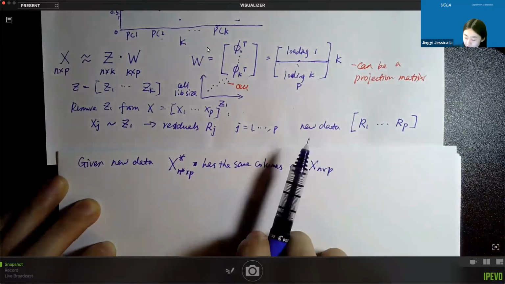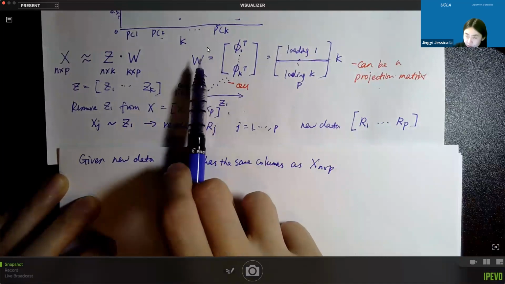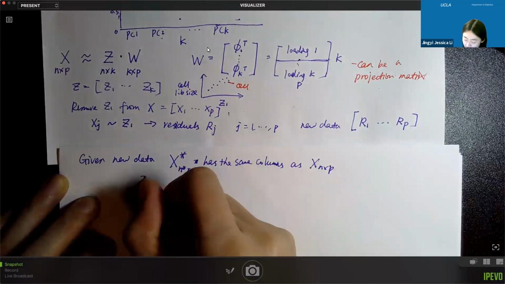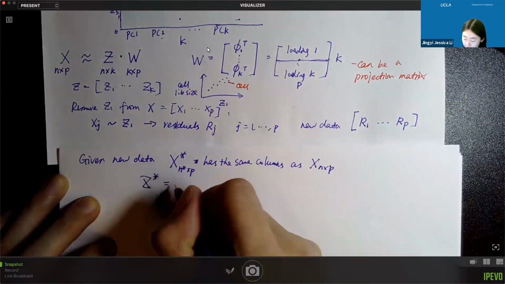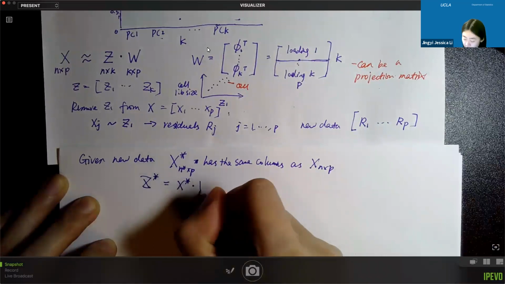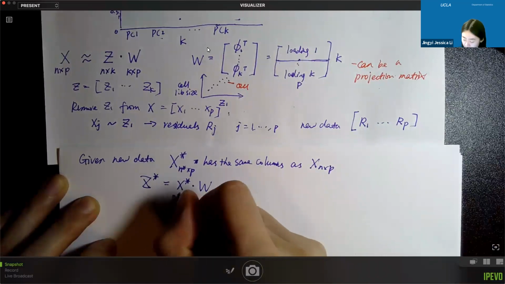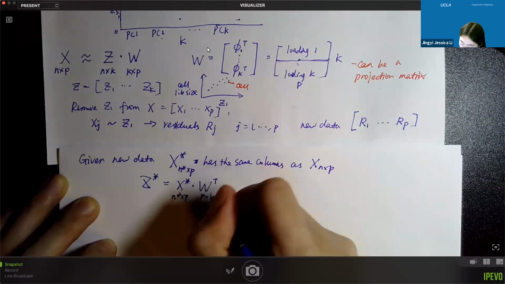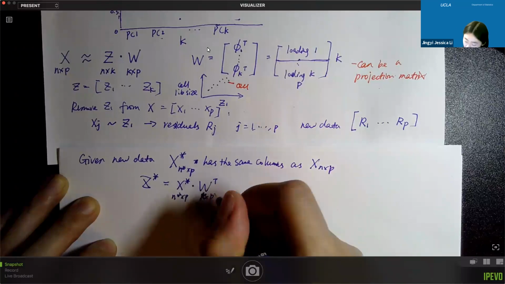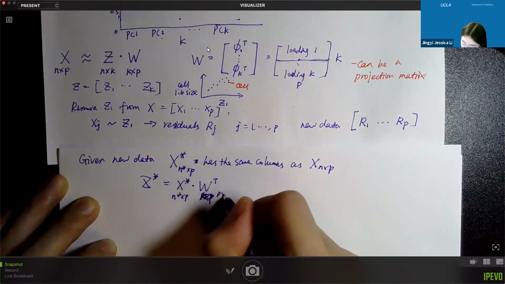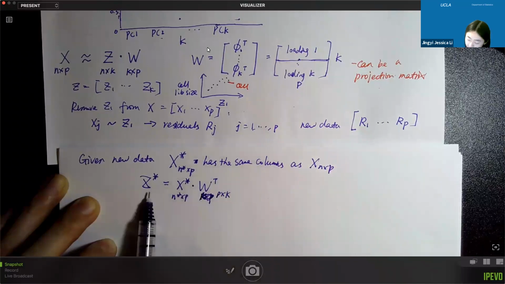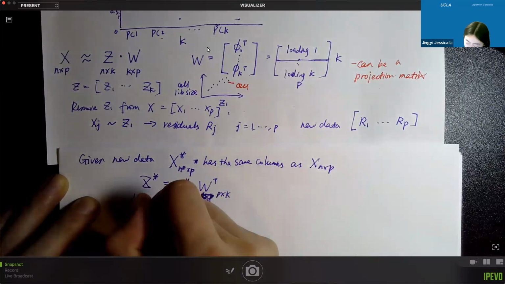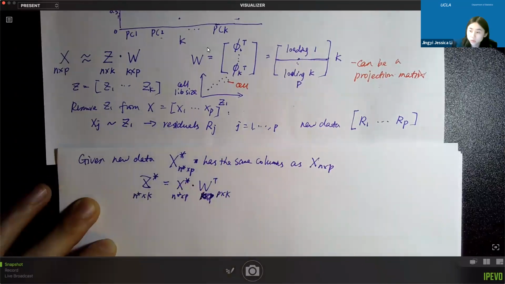Then you can take the W you obtain by performing PCA on X. Then you can have Z star equals X star times W. You see, this is N star by P, this is P by K. Oh, this is W transpose, which is K by P, so W is P by K. So multiplying this together, you are going to have Z star as N star by K. So you can always do this.